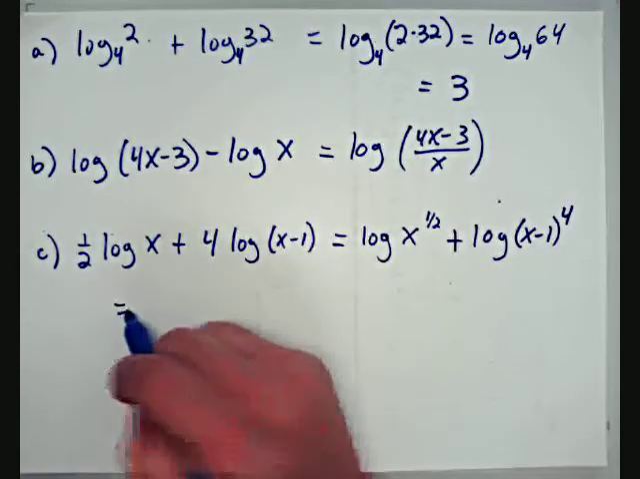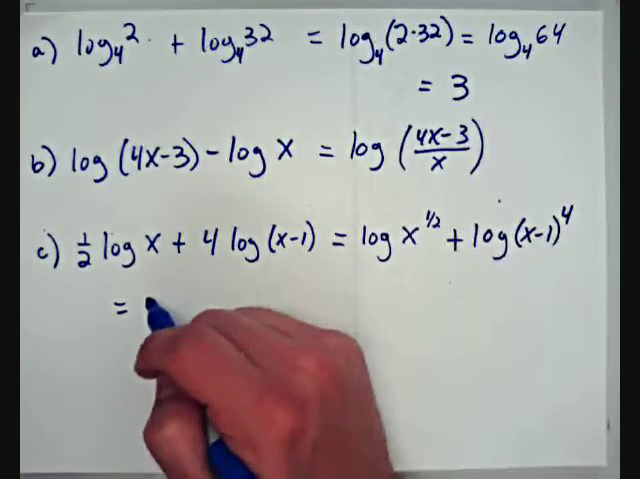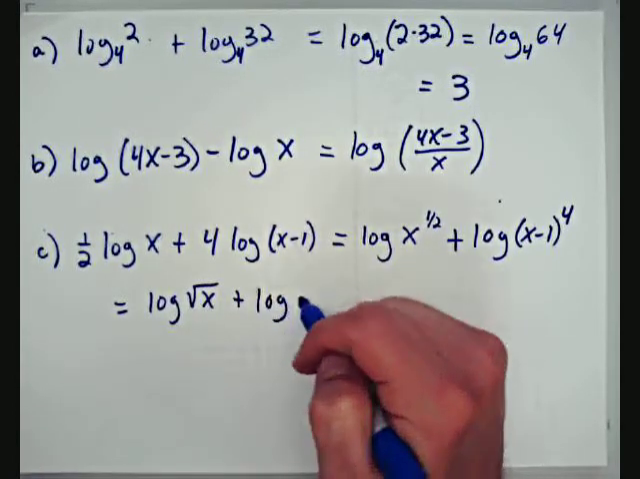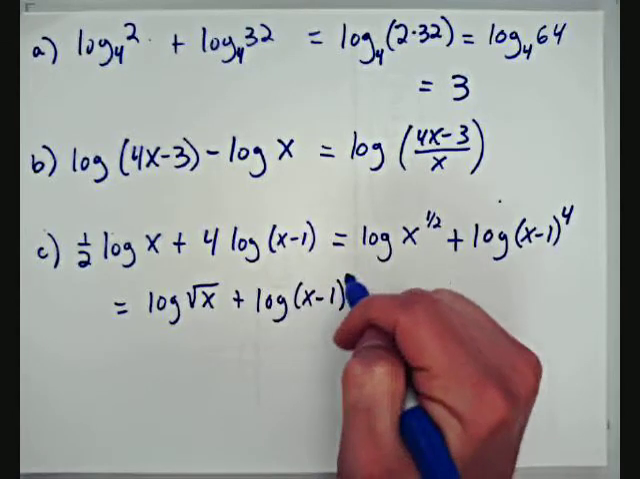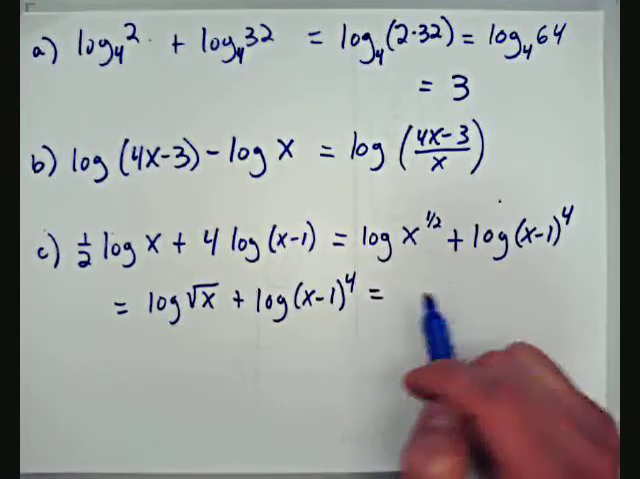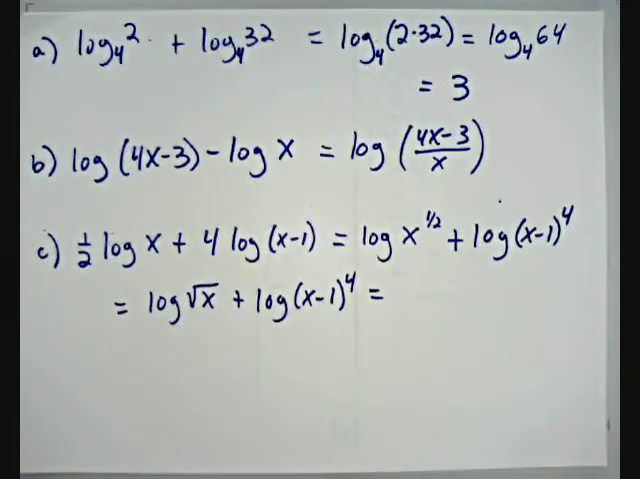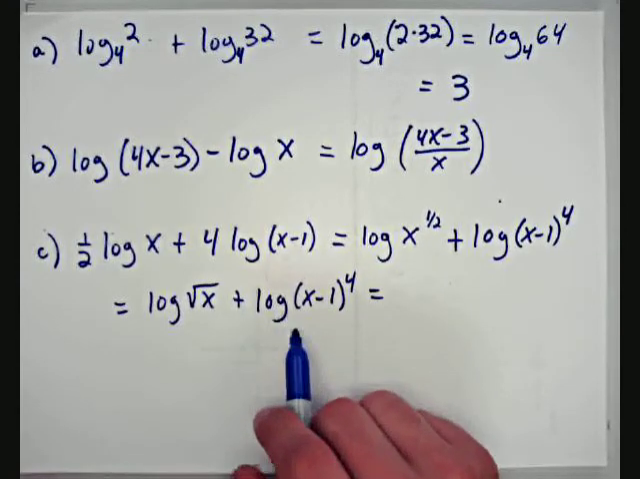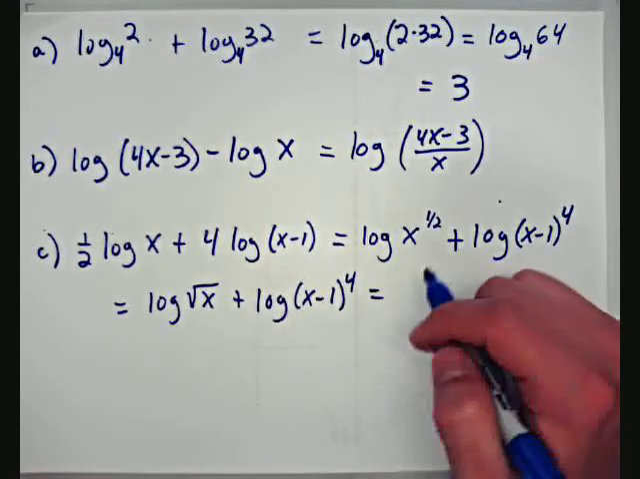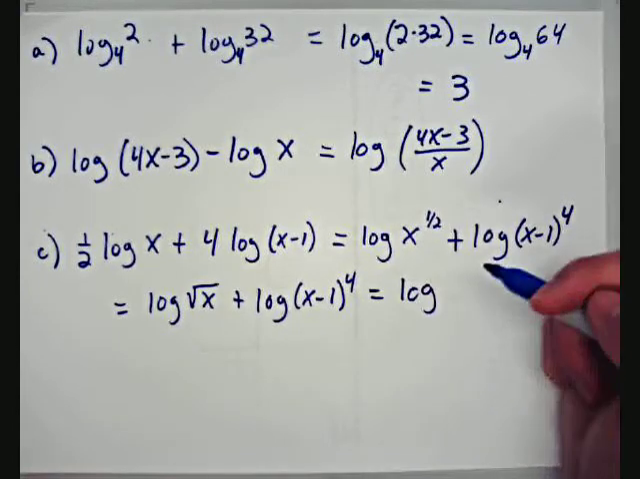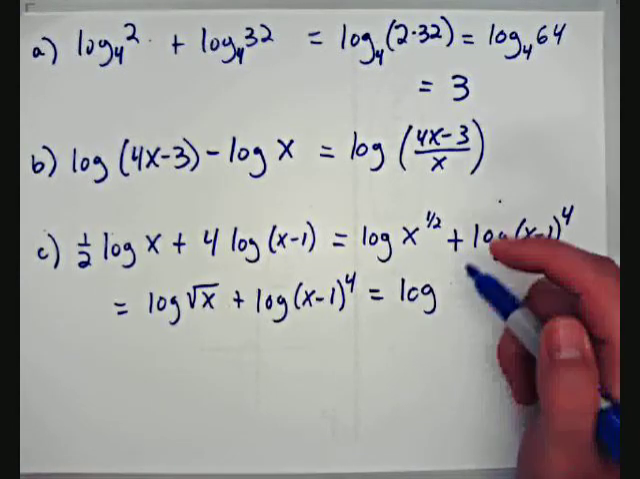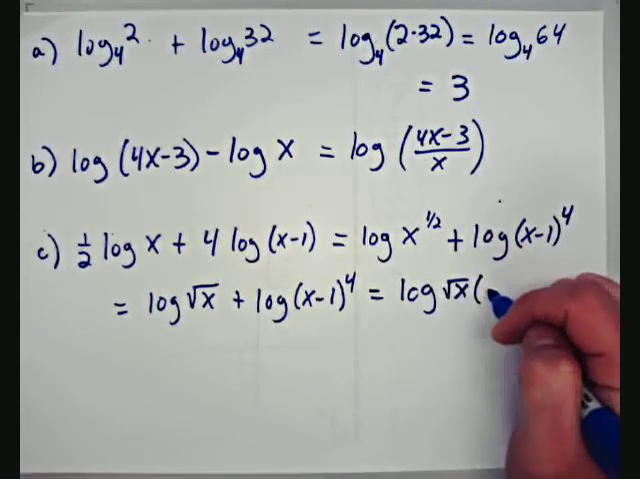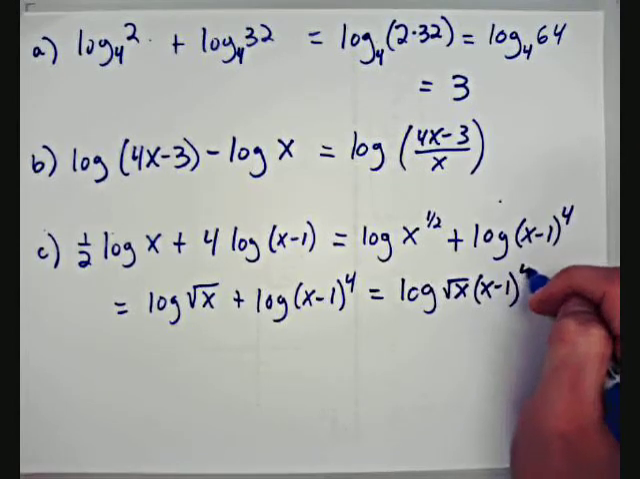Okay, remember that 1/2 as an exponent is the same thing as a square root. And now that the power property is done, we can go to the product and quotient properties. Here we have one log being added to another log. And so the reverse of the product property would say to combine these into one single log, we would want to multiply the insides. So this would be the log of the square root of x times x minus 1 to the 4th power.